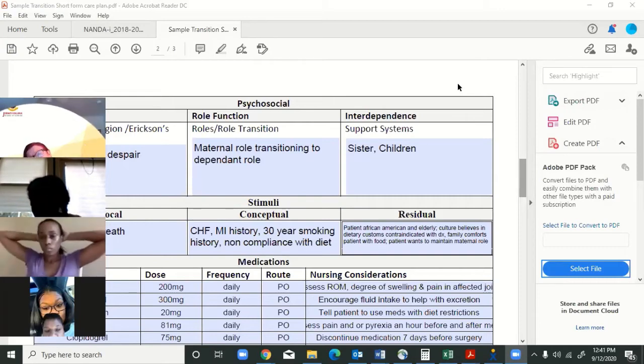Nobody walks into the ER and when asked what's wrong with you today, goes, oh, I have congestive heart failure, right? That's not what you're going to say. That's not what your patient's going to say.